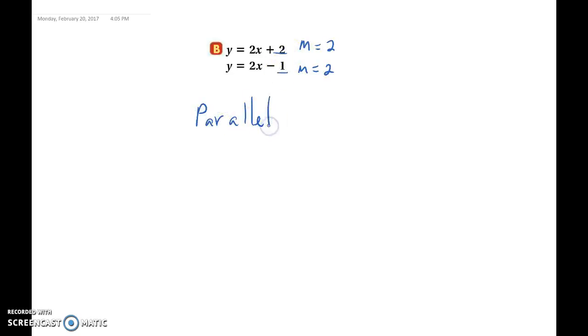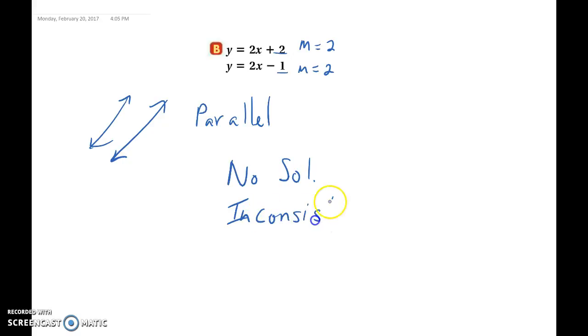So the definition of parallel lines is what? Parallel lines tells us that they never ever intersect. So that means when we graph these two lines, they will never touch. So there's never a point in which they will satisfy both at the same time. So this means that there is no solution, or inconsistent. Right? We would say that this system is inconsistent.